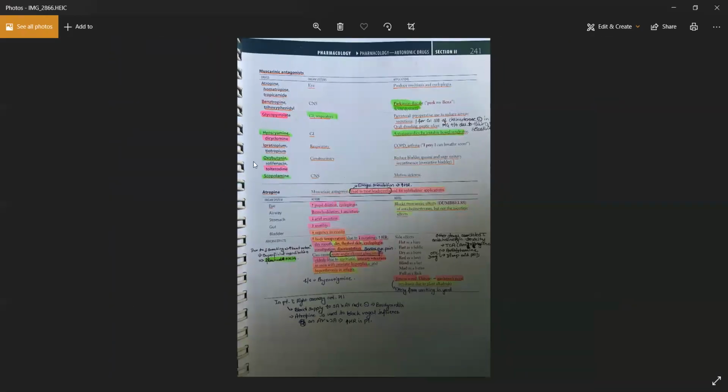Okay, so we have covered these drugs. Any doubt? No. No. Okay.